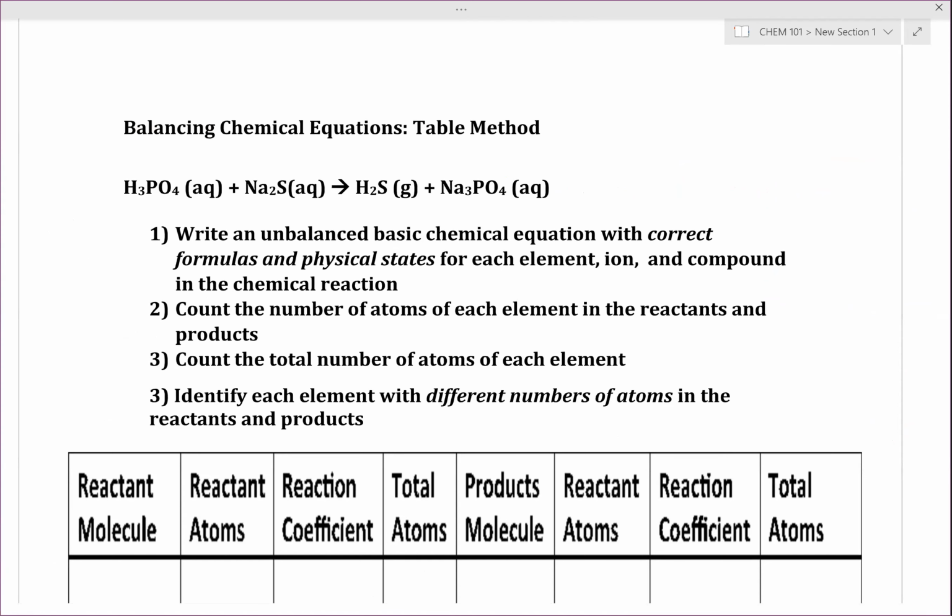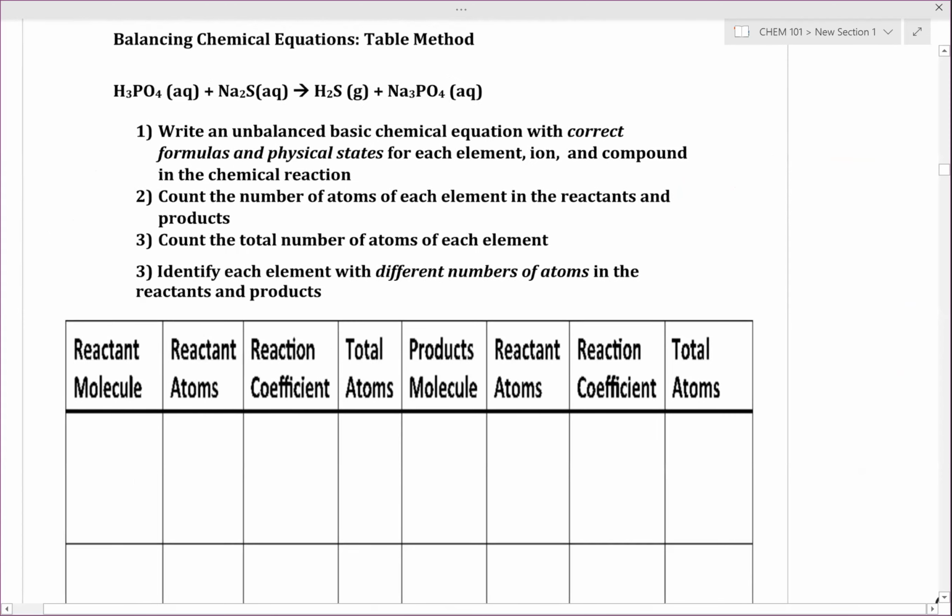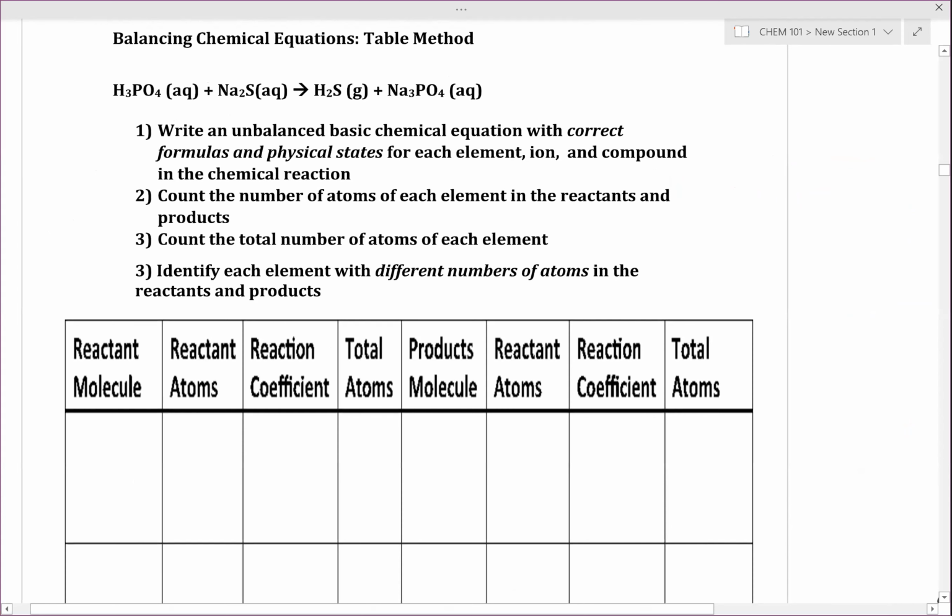So the table method is a very foolproof way. It's quite slow, but it's a great way to learn how to balance more complicated equations. So first things first, we're going to need an unbalanced chemical equation with the correct formula.